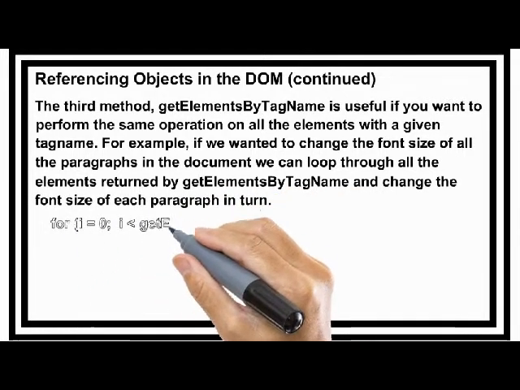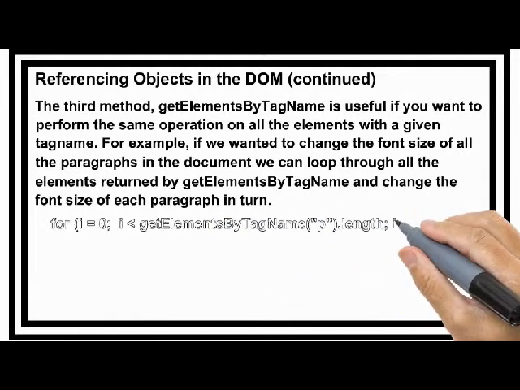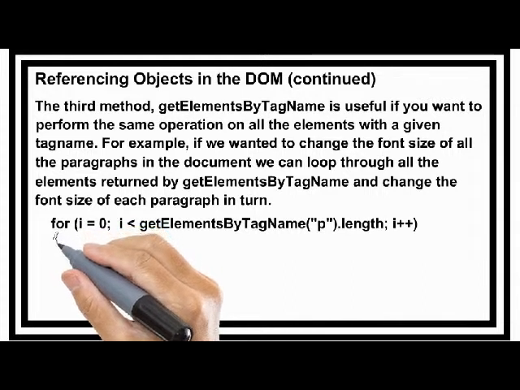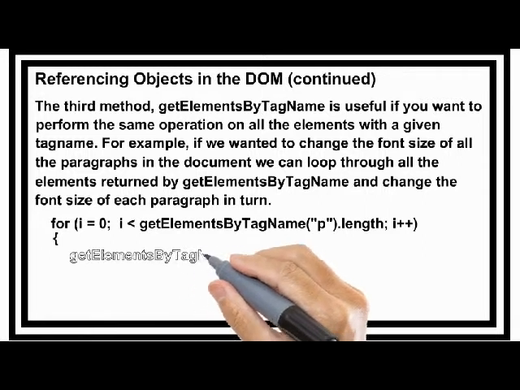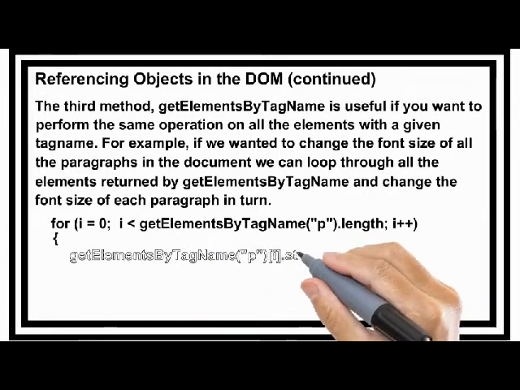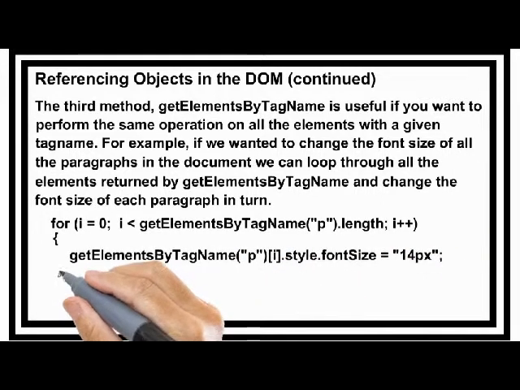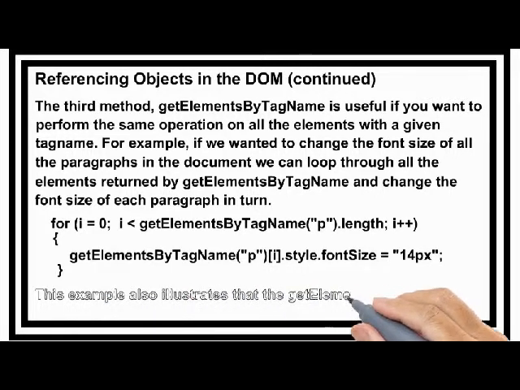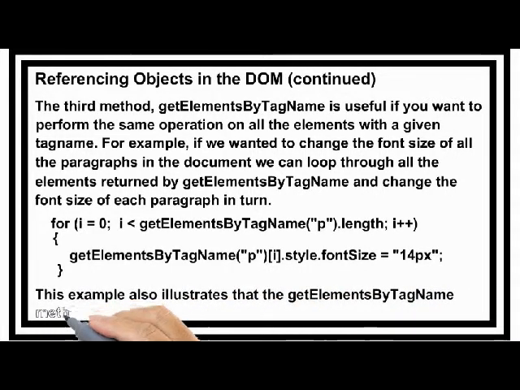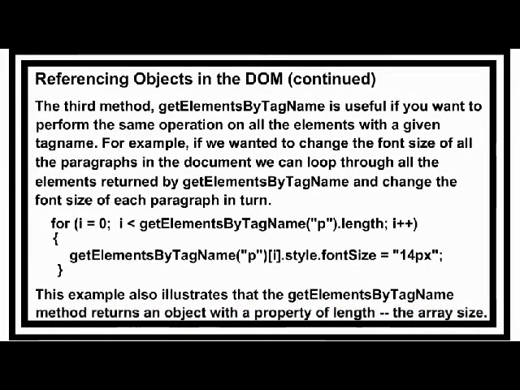For i equals 0, i less than getElementsByTagName, tag P dot length, increment i, left curly bracket, getElementsByTagName, tag P, index i dot style dot fontSize equals 14 pixels, right curly bracket. This example also illustrates that the getElementsByTagName method returns an object with a property of length, the array size.